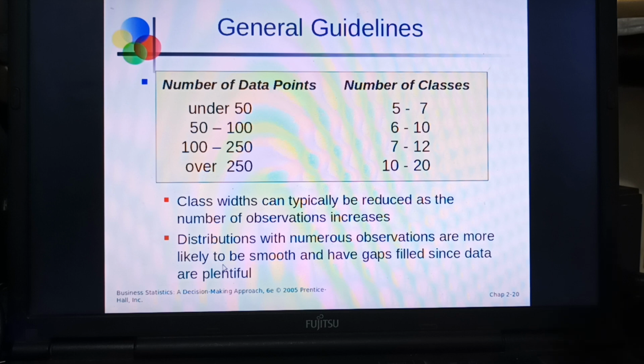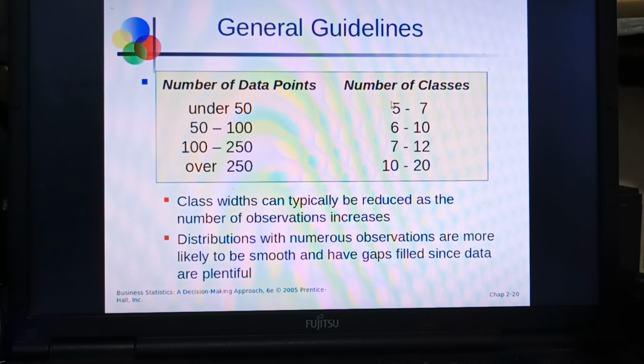So class width can typically be reduced as the number of observations increases. And distributions with numerous observations are more likely to be smooth and have gaps filled since data are plentiful. If you have many observations, a large population, your chart is more likely to be smooth and gaps avoided.